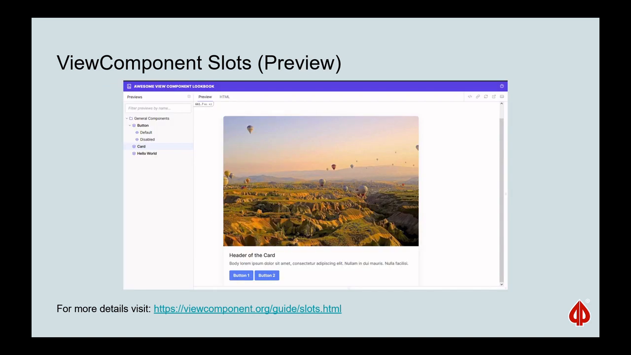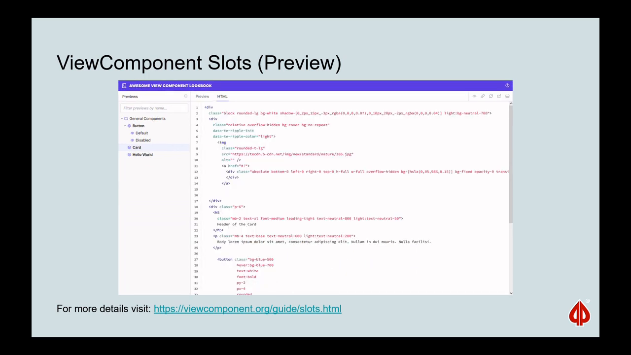Actually, I use Tailwind CSS to just play with it, and it's pretty cool. And you can have this card. In the end, in the next phase, you can have the code HTML, so you can review if everything renders properly. And for more information, you can just visit this link, slots in view components.